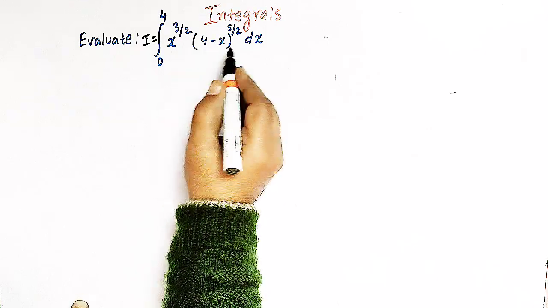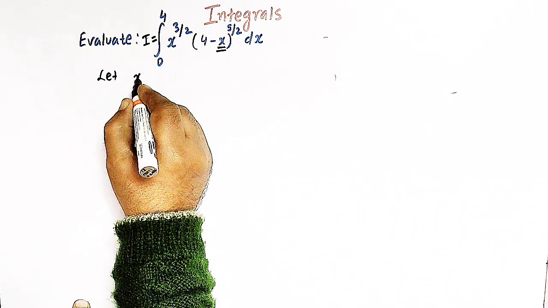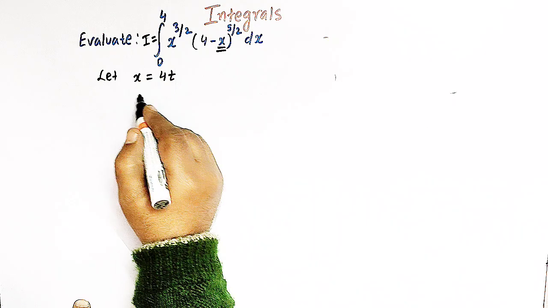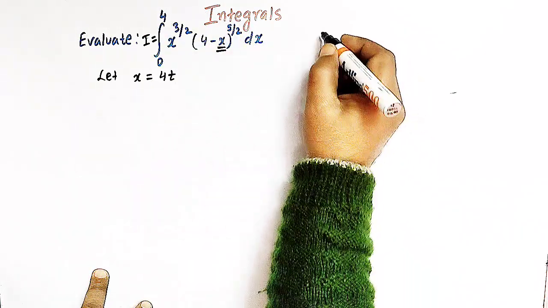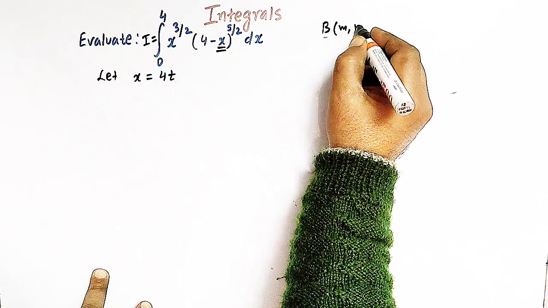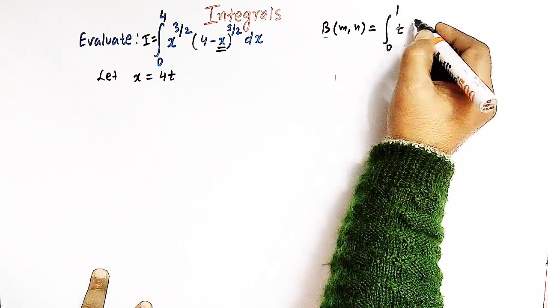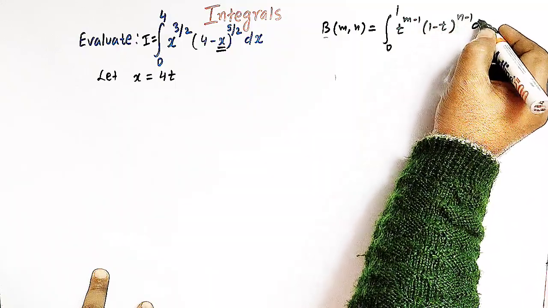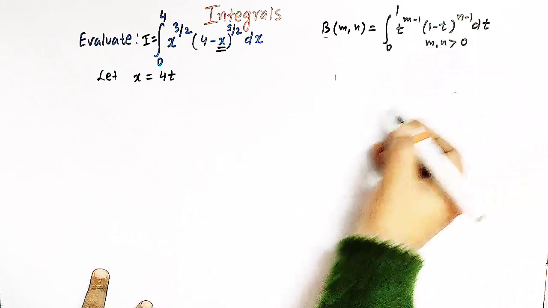Here we'll make this substitution, that is x is equal to 4 times t. We are using this substitution because we wish to convert this integral into the form of the beta function, that is beta m comma n, which is the integral from 0 to 1 of t raised to m minus 1 times (1 minus t) raised to n minus 1 dt, where m and n are greater than 0.